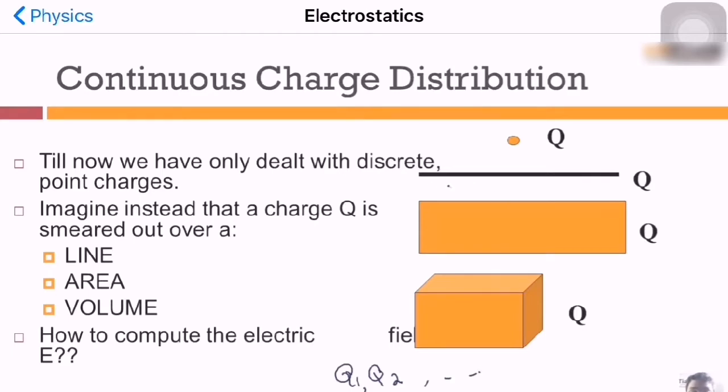In a similar manner, you can have charge distributed throughout a line. When we say it's distributed throughout a line, it's uniformly distributed. Similarly, it can be distributed over an area, so the charge over this particular area may be constant. Similarly, the charge over this particular volume may be constant. In this case, you will say it's a linear charge density. Here you are going to say surface charge density. Here you are going to say volume charge density.